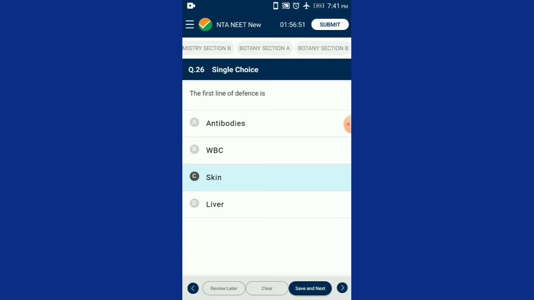Question number 27. Caffeine, amphetamine and cocaine are nerve stimulants. These drugs stimulate the nervous system, make a person more wakeful, alert and active and cause excitement. Caffeine and cocaine are natural stimulants while amphetamine is a synthetic stimulant.